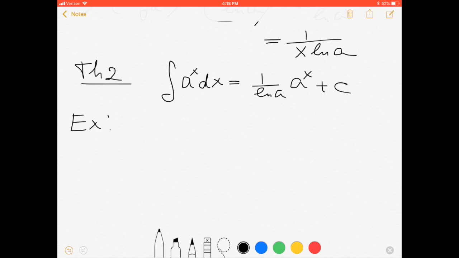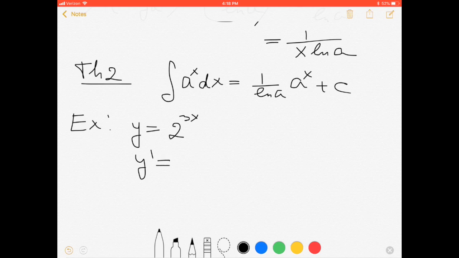Let's do some examples. First we take something simple. For example, find the derivative of the function 2 to the power 3x. This is an exponential function, the base is 2, and the power, the exponent, is 3x.